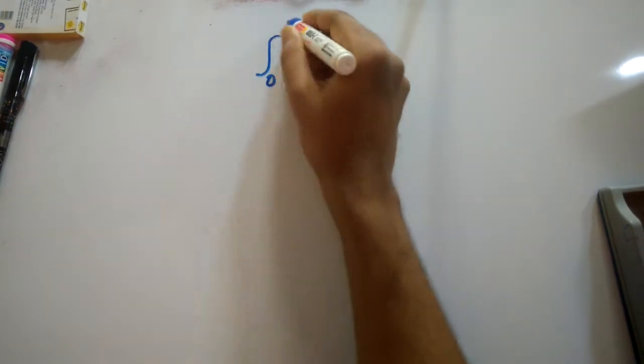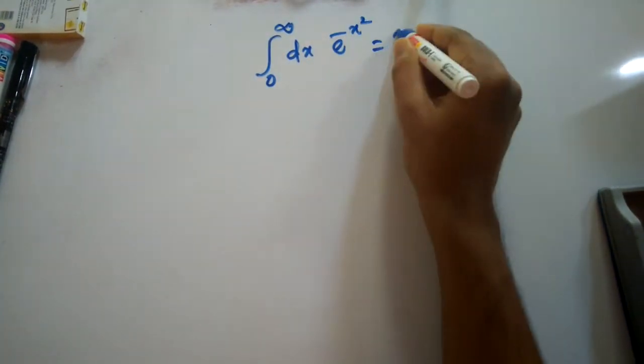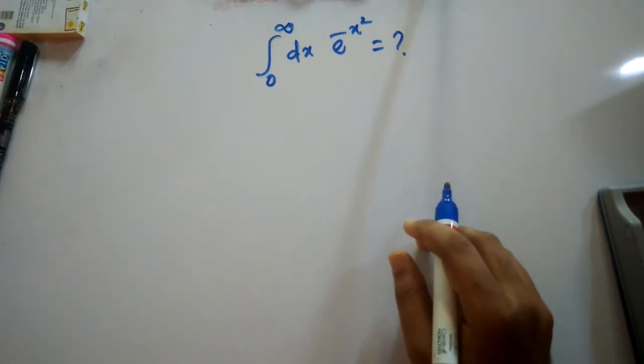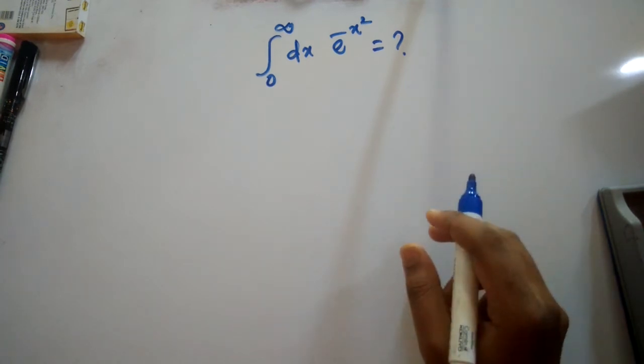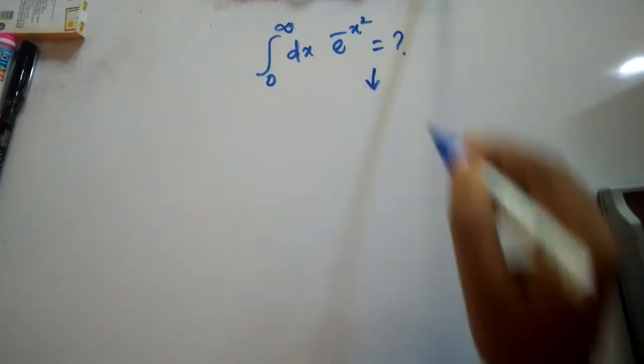Hello guys, here I want to calculate the integration ∫ dx e^(-x²). In the previous talk we calculated it using the definition of gamma functions, but here we assume that we don't know the definition of gamma functions and we have some basic math knowledge. Then how can we get this? That is our aim.